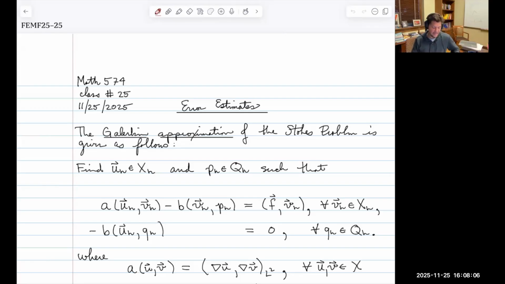Welcome back to Finite Element Methods. Today we're talking about error estimates for the Galerkin approximation of the Stokes problem using a mixed formulation, or a mixed method.